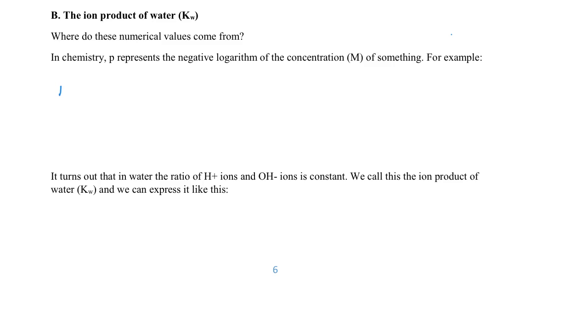So in this section, we're going to learn about the numerical basis for the pH scale. And we're going to start with understanding what this p means. Why don't we just call it the H scale? Why do we call it pH or pOH? It turns out that in chemistry, we use this lowercase p right before something to indicate that we are taking the negative logarithm of the concentration of that thing.